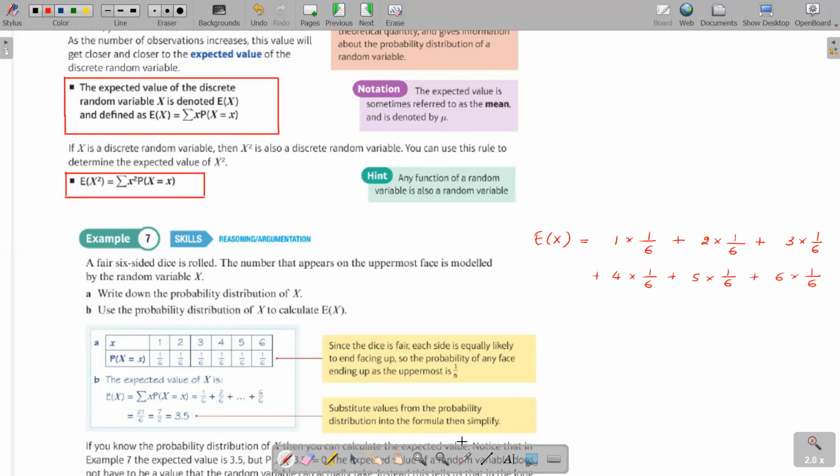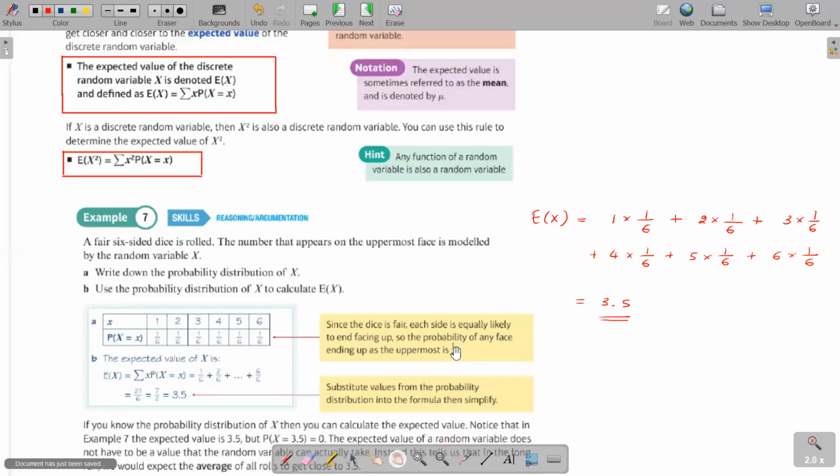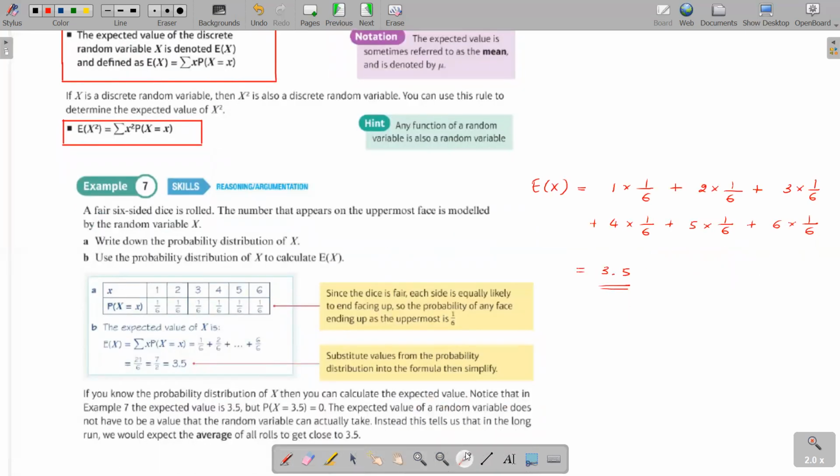Can you see? So this is how we get the expected value. And you can see they have calculated it and the answer becomes equal to 3.5. So 3.5 is the expected value, or the average, the mean value. They say here, if you know the probability distribution of X, then you can calculate the expected value. Notice that in example 7, the expected value is 3.5.